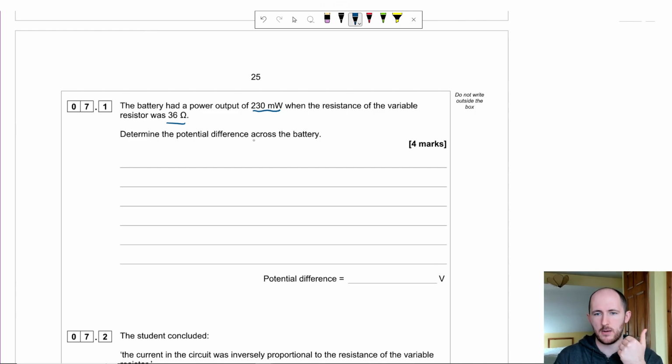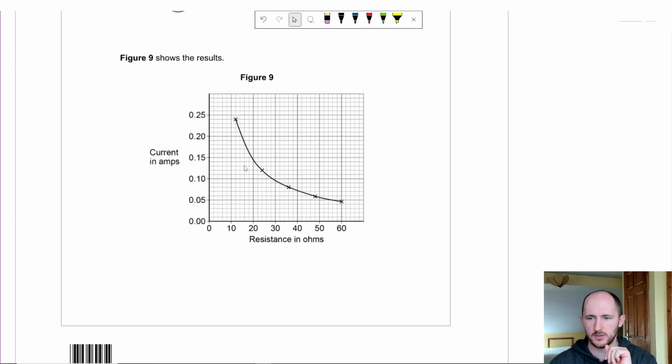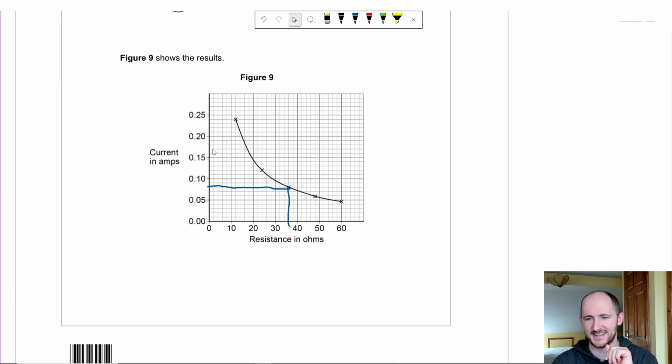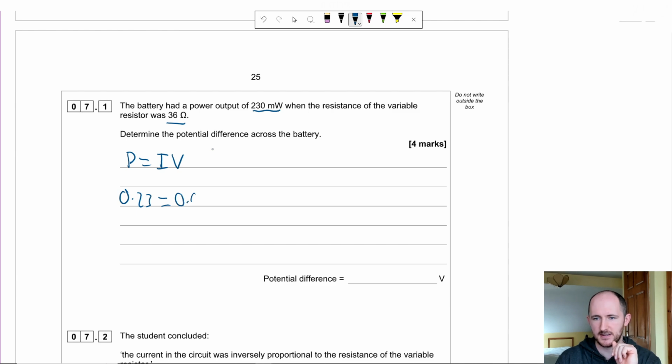Now, because they're giving me power, the equation that comes to my mind is P equals IV. There are multiple ways to do this question, but if I use that 36 ohms, this goes up in 2s: 32, 34, 36, 38, 40, so yeah, it does go up in that. If I just read off that point, I get an answer of 0.08 amps. So now I have 230 milliwatts, which is 0.23, equals 0.08 V. So then all I'm doing is dividing it.